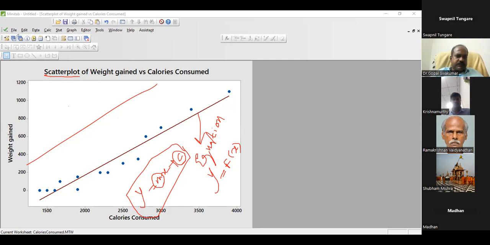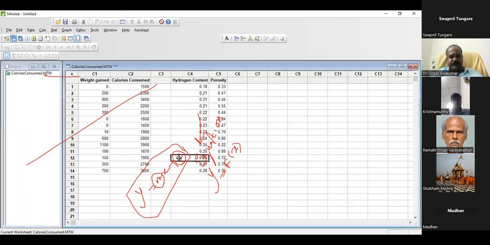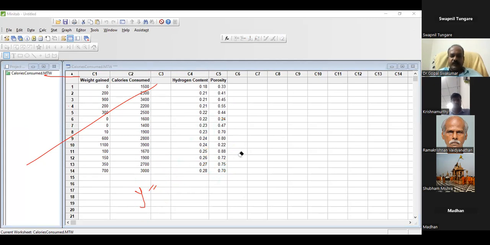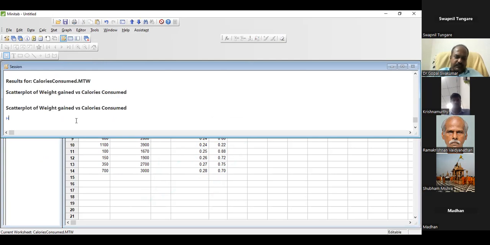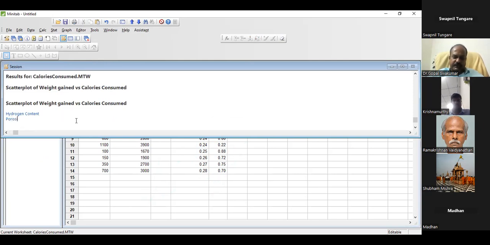So let us plot a scatter plot for another situation also. I'm going to the data source again. So let me erase this. All right. So now another situation is hydrogen content and porosity. Hydrogen content in your molten metal and porosity in your final casting. So in this case, we are going to study the relationship between hydrogen content and porosity.